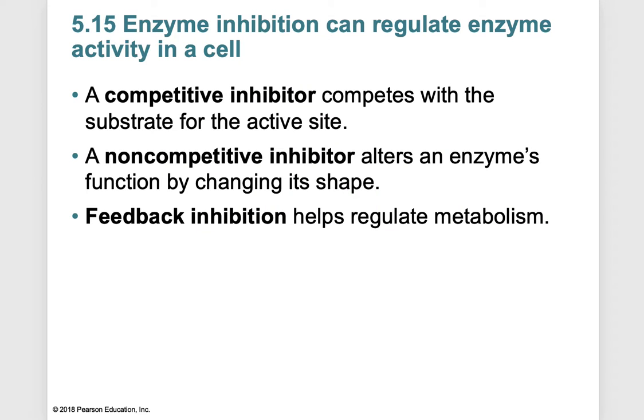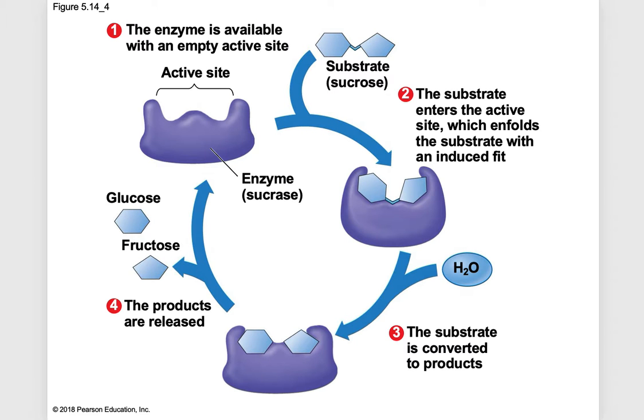All right, so last subject about enzymes. We have different things that can inhibit enzymes, and these help to regulate enzyme activity within a cell. We have a few different things. We have competitive inhibitors, which means they compete with the substrate for the active site on an enzyme. We have non-competitive inhibitors, which alter an enzyme's function by changing its shape. Lastly, we have something called feedback inhibition. And this happens, let's say in our previous example, that we had that sucrose, and we have the glucose and fructose after it's broken down.